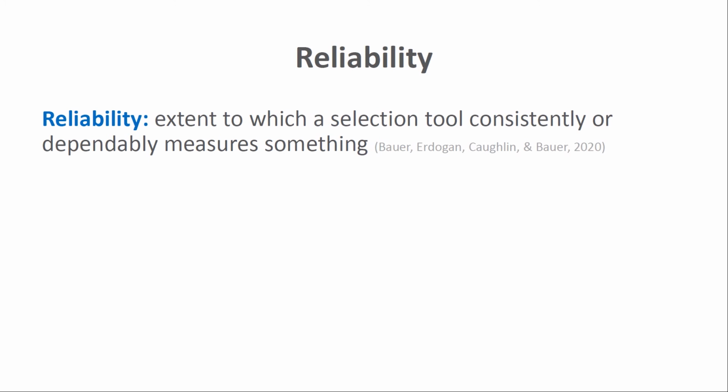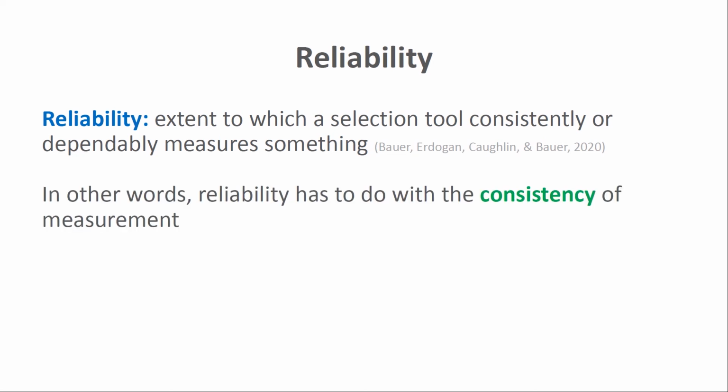Now, let's switch gears from talking about law and ethics as a way that we can evaluate the appropriateness of our selection tool, and now focus on how we can evaluate our selection tools in terms of their reliability. So first, let's talk about and define what reliability means. Well, in general, reliability can be thought of as the extent to which a selection tool consistently or dependably measures something. So in other words, reliability has to do with the consistency of measurement.